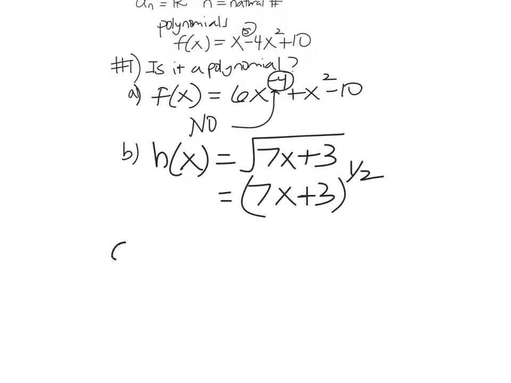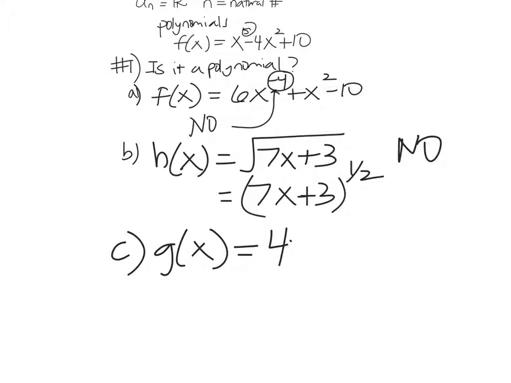All right, how about this last one? G of x is equal to, oh, I should probably write no next to it. 4x cubed plus 2x squared minus 3x plus 1/2.